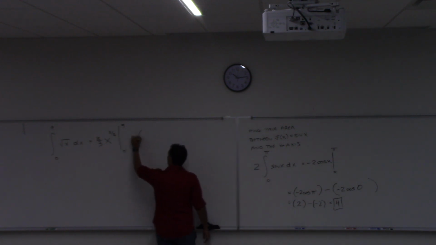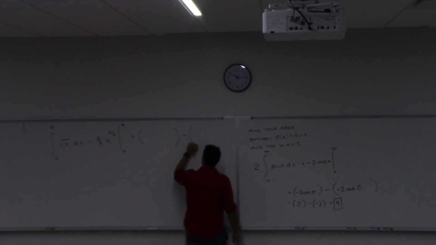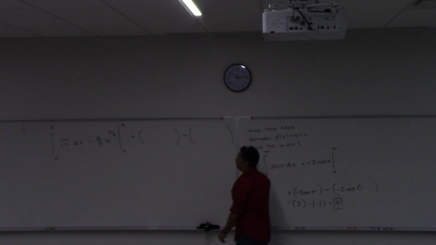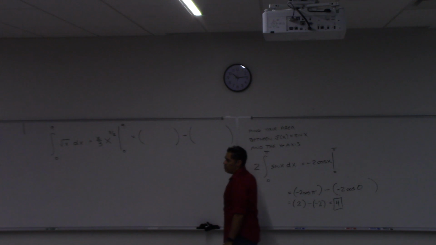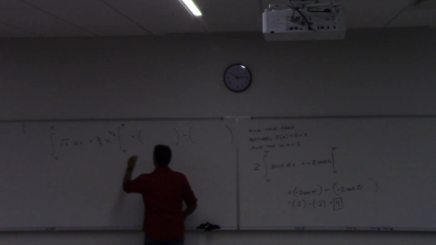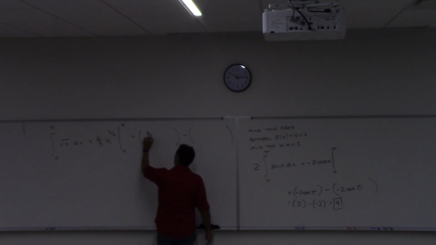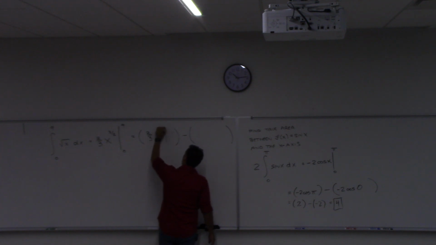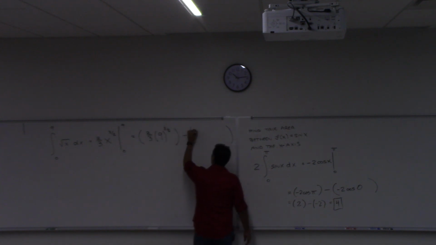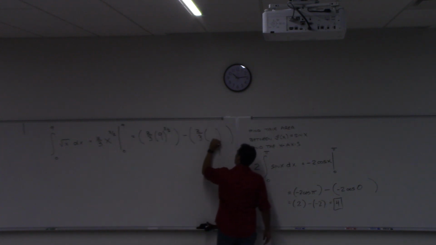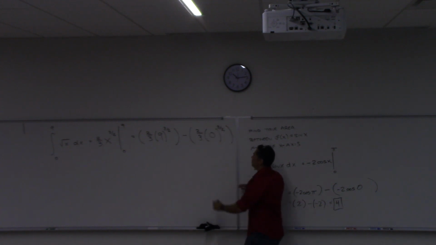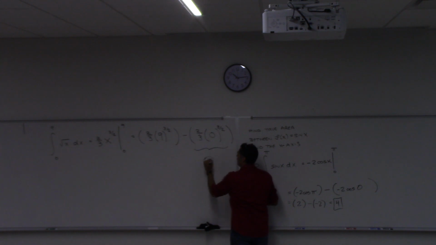Now I'm going to have to plug in 9 and then plug in 0. You have to do it in that order, right? 9 goes in first. So this is 2/3 times 9 to the 3 halves, and then 2/3 times 0 to the 3 halves. This is just 0, right? That's just 0.